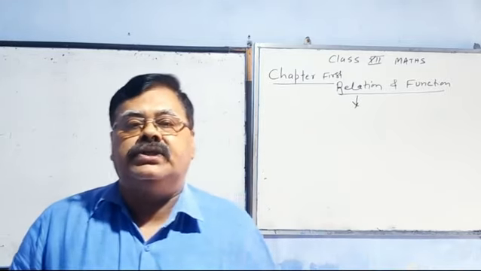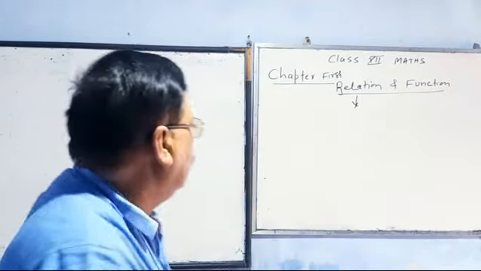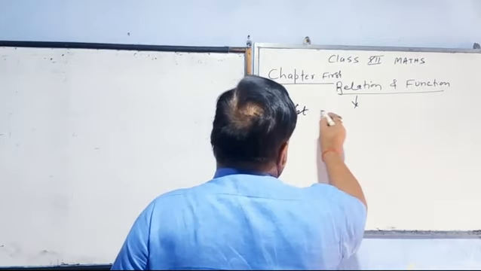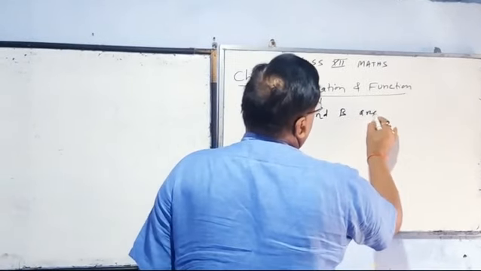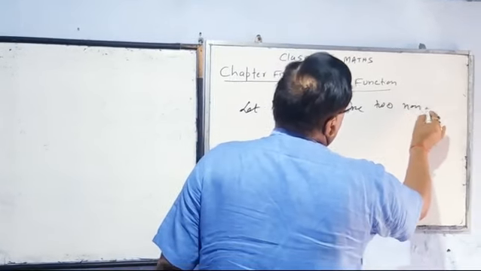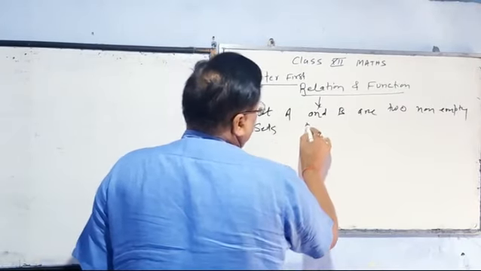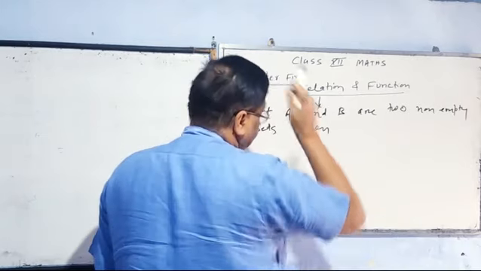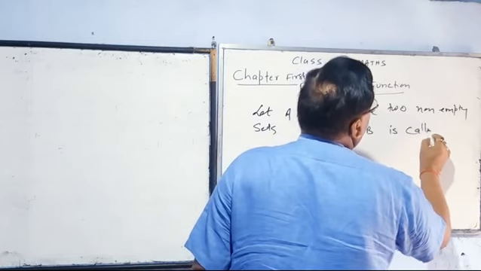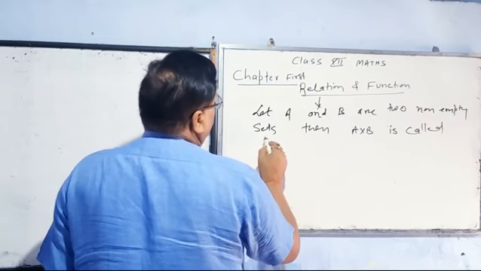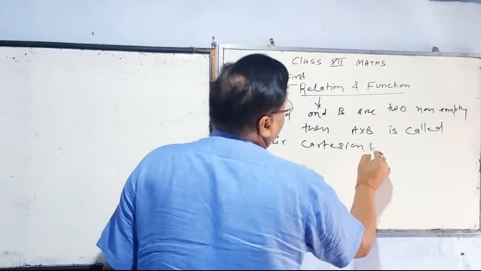So first of all, students, you should have the concept of the Cartesian product of two sets. Let A and B be two non-empty sets. Then A cross B is called their Cartesian product.